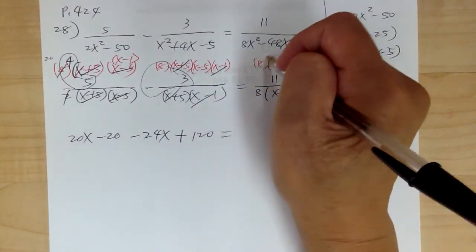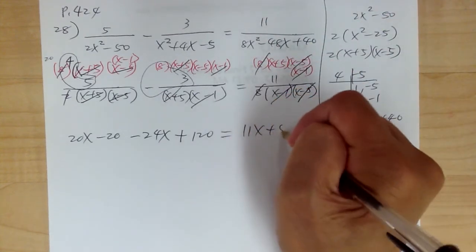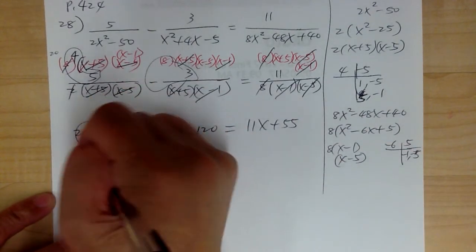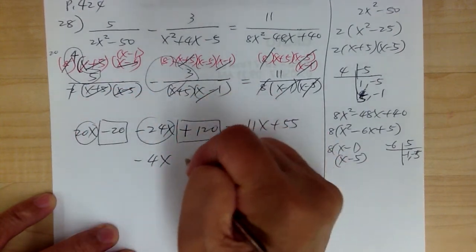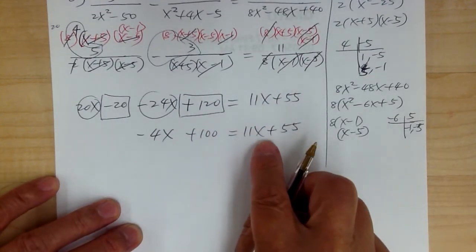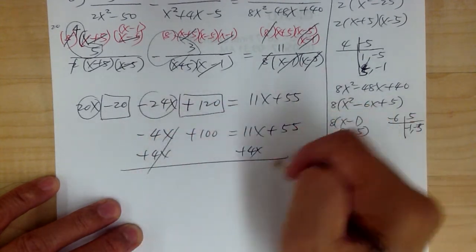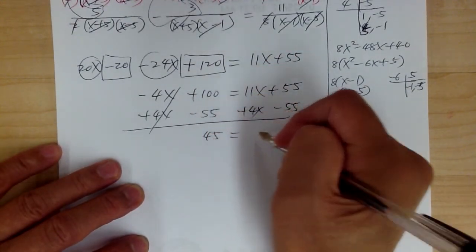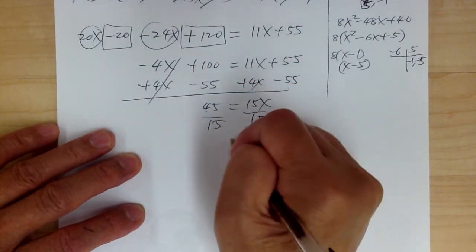Okay? This one you cancel, this one you cancel, cancel, cancel. So you're going to get 11x plus 55. Okay? And I'm going to go and simplify things a little bit. So I get negative 4x, and this one would be plus 100. Now, since the positive is over here, I'm going to move this over, so I'm going to plus 4x. So this cancels out, and I'm going to move this over, so minus 55. So I get 45 equal to 15x, divided by 15, divided by 15, so x equals 3.